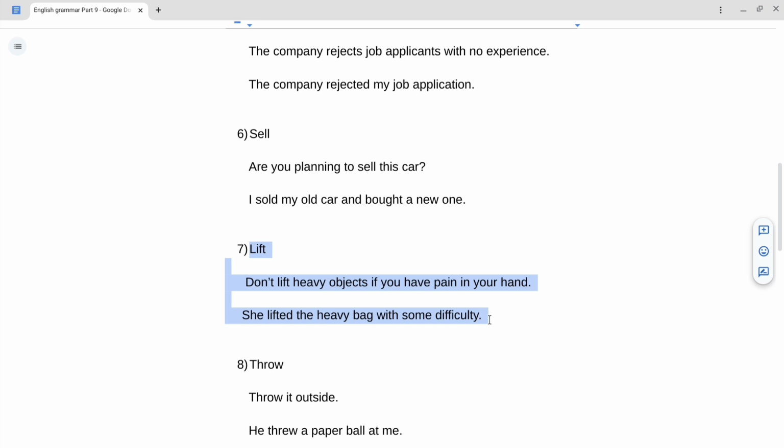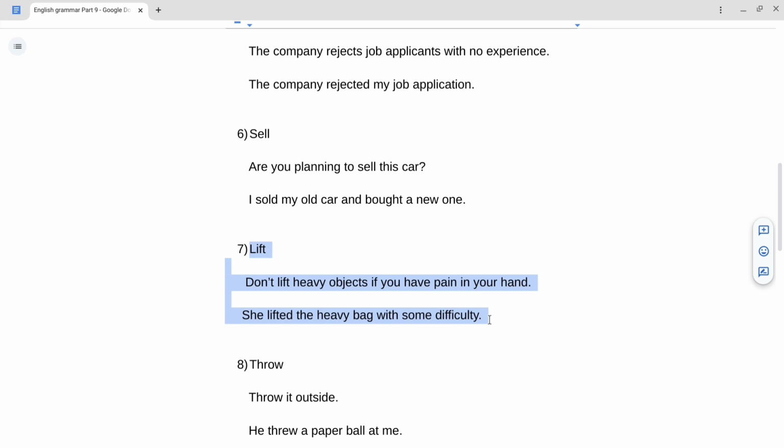Okay. We are shifting from this apartment. We are shifting from our house to a new apartment. But I told him, if you have pain in your hand, don't lift heavy objects. The past form is: she lifted the heavy bag with some difficulty. She lifted the heavy bag with some difficulty. Lift, the past tense is lifted.